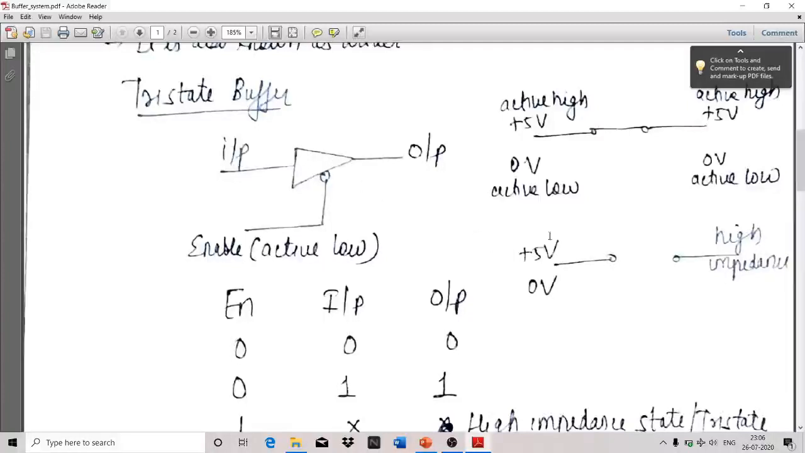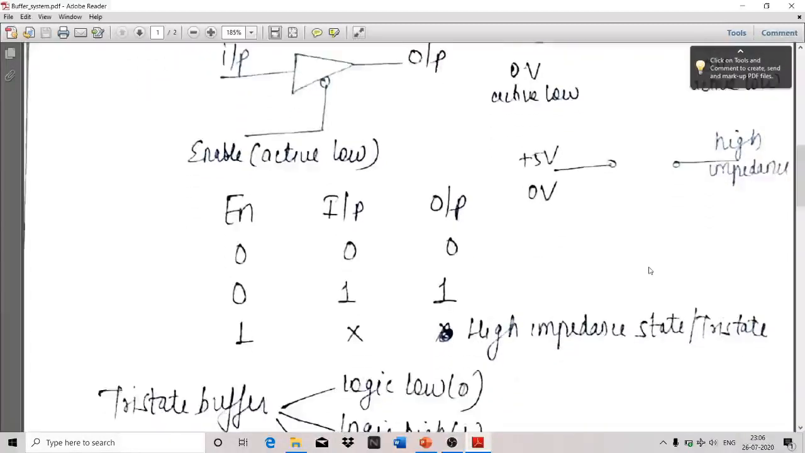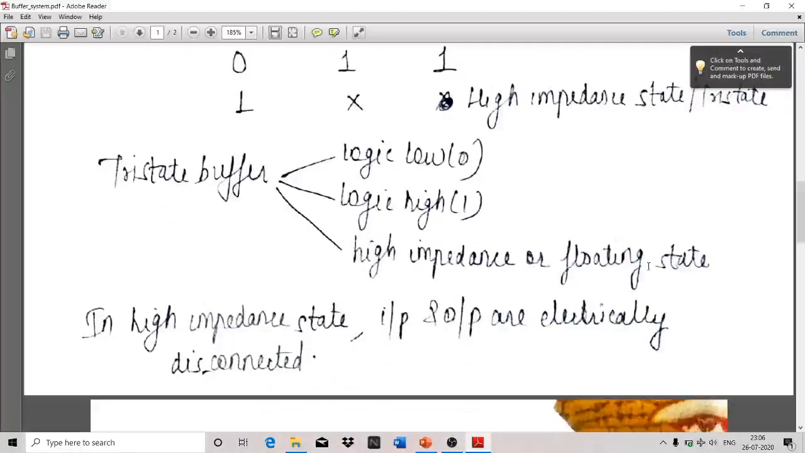Now try to provide a signal. First you provide the active high signal of plus 5 volt. Now what can you get at the output? You will not receive anything because there is a high impedance path. So this plus 5 volt will be entirely dissipated in this high impedance path. So in the tri-state buffer you will have logic 0, logic high, that is active high, and the high impedance or the floating state.